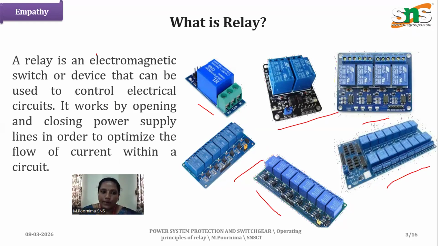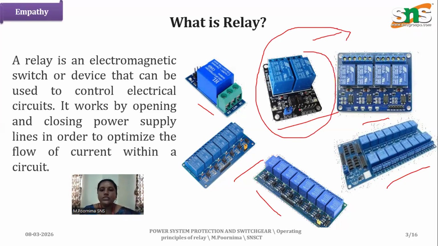It works by opening and closing the power supply. It allows the power supply and it blocks the power supply in order to optimize the flow of current within a circuit. So this relay can control the flow of current, opening and closing the power circuits, which gives the power signals or cuts the power signals. We can see these different modules of relays.